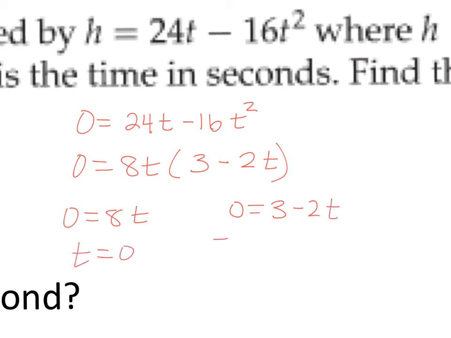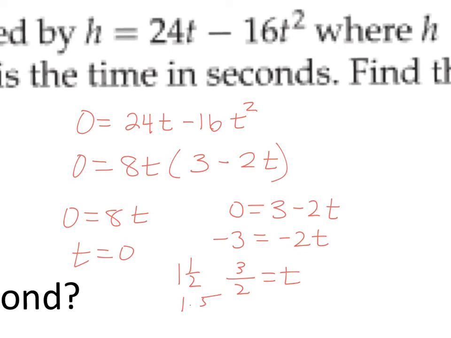Okay, we're going to subtract the 3 over. So I have negative 3 equals negative 2t. And then I'm going to divide by negative 2. So I'm going to end up with a positive 3 halves. If you want to call it 1 1/2 or 1.5, that's the same thing. Okay, I don't care how you write that.